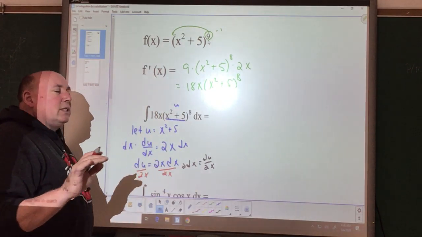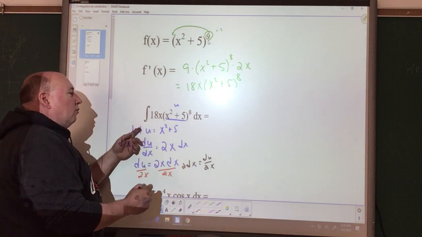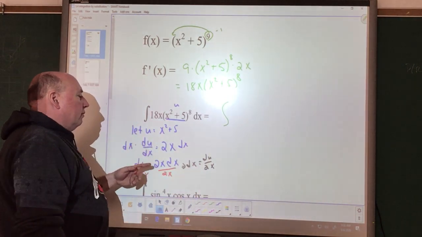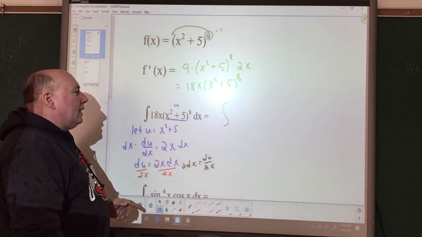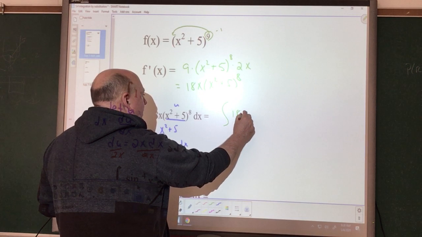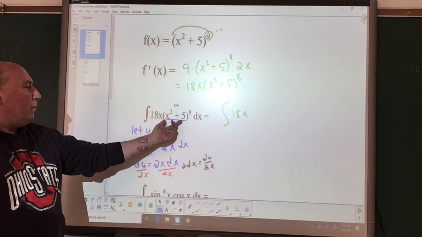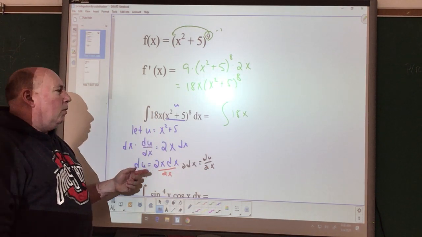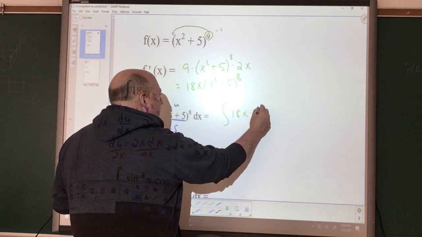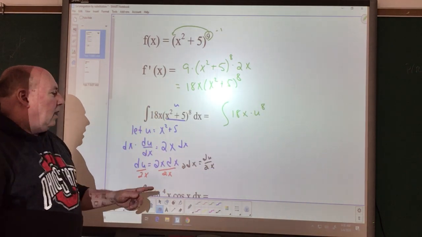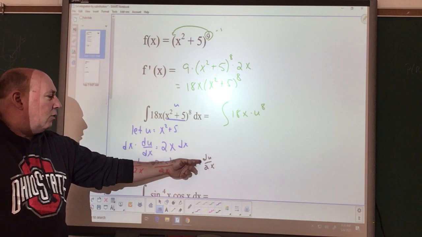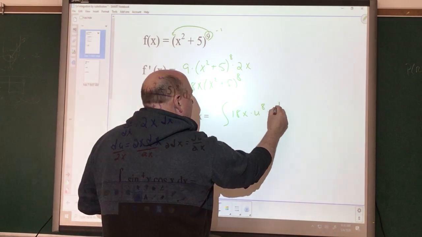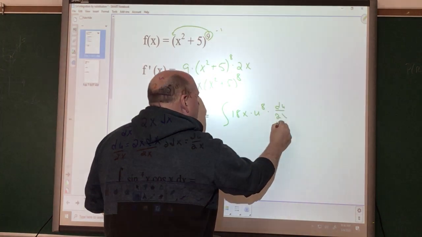If we make some substitutions here and I rewrite my antiderivative, I still have an 18x here, but x squared plus 5 we said is equal to u, so we have times u to the 8th, and then dx is equal to du over 2x.